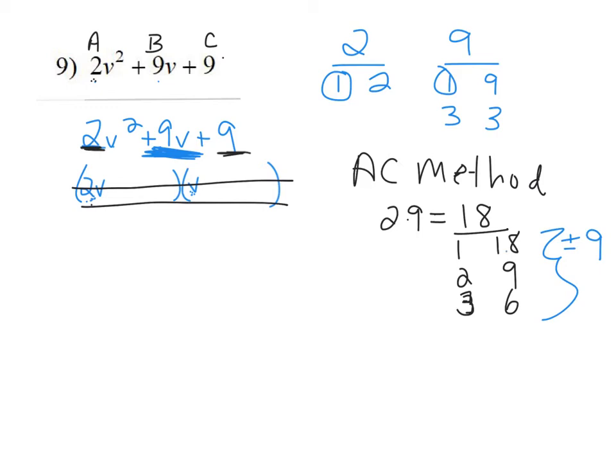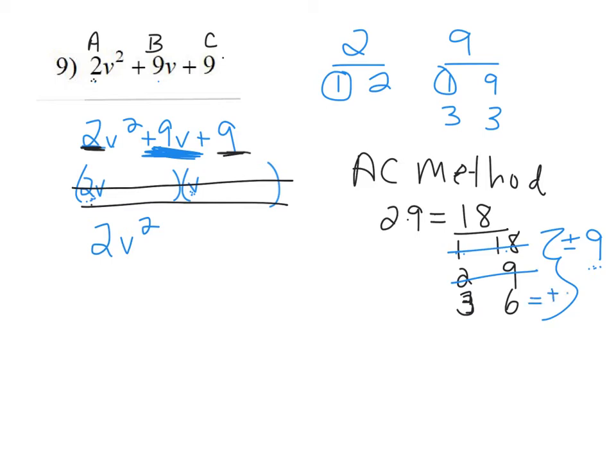So if I did 18 minus 1, that's 17, that doesn't work. 18 plus 1, 19, doesn't work. All right, 9 plus 2 is 11, doesn't work. 9 minus 2, that's 7, that doesn't work either. All right, 6 plus 3. All right, that'll work, that'll give us a positive 9. That'll work.